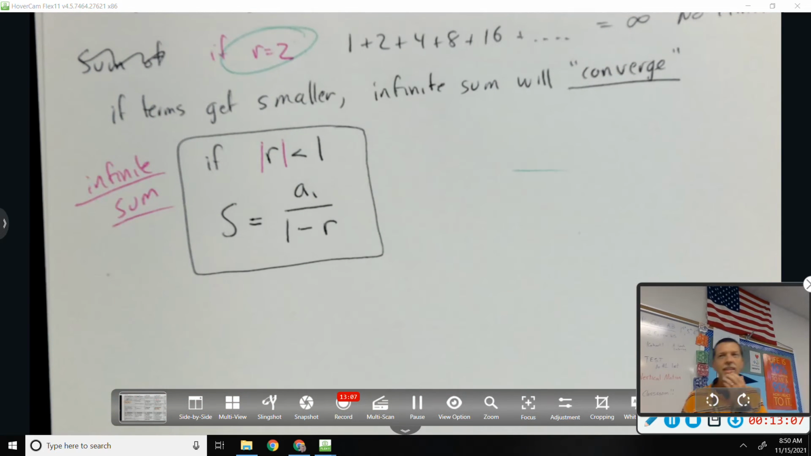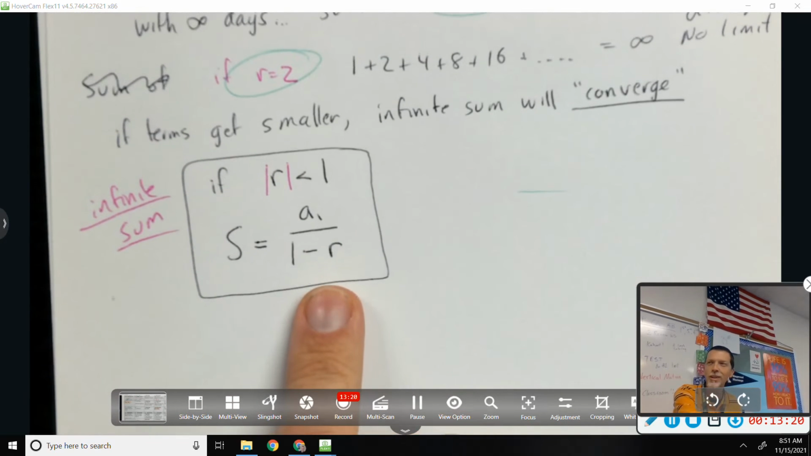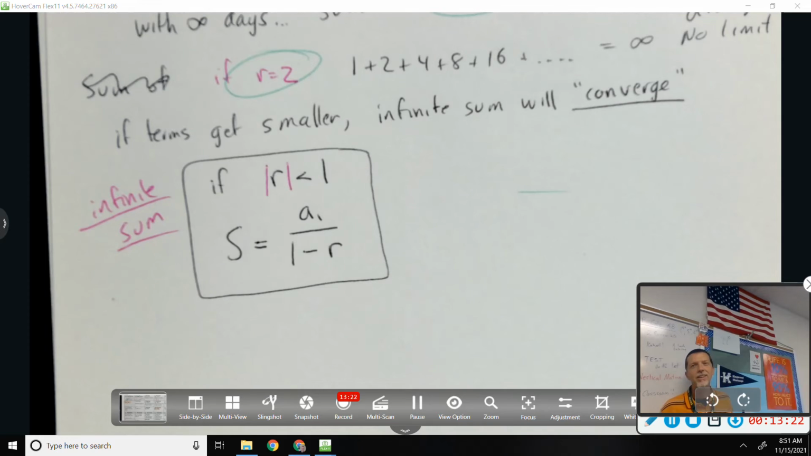The first term over 1 minus R. But only if R is less than 1. If R is not less than 1, here's the trick. If R is more than 1, you use this formula, you get an answer, but it won't be right. So you've got to be careful about R being less than 1.